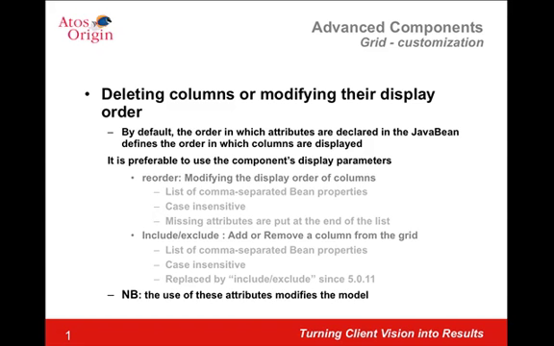The reorder parameter will be used for changing the order of the columns. You just have to give a comma-separated list of attributes. All the missing attributes will be put at the end of the list. The include and exclude parameters will be used for adding or deleting an attribute. Again, this parameter is just a comma-separated list of properties. These modifications will change the bean model generated by Tapestry.